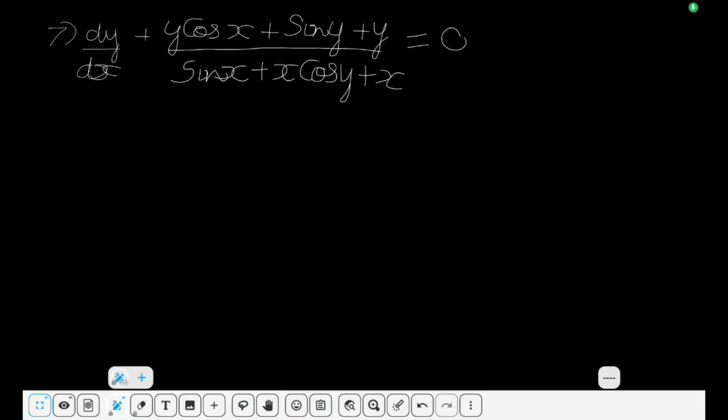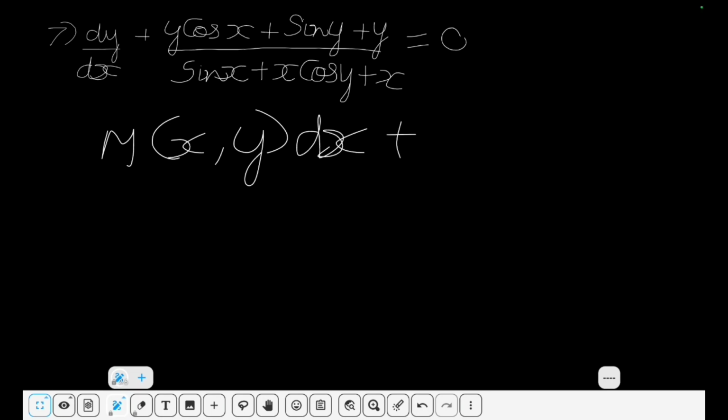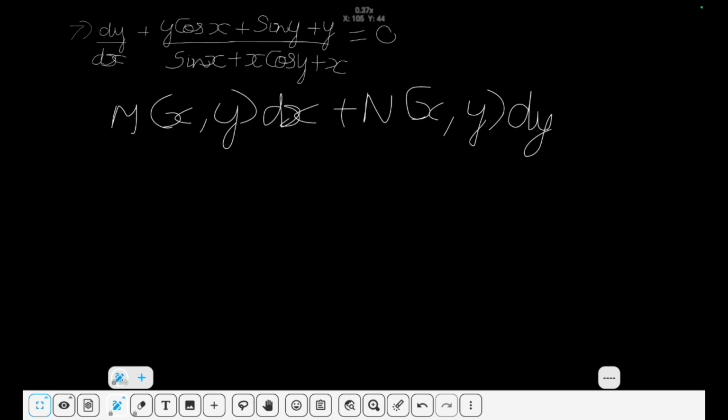Next question is dy by dx plus (y cos x plus sin y plus y) by (sin x plus x cos y plus x) equals 0. Now, this directly can't be said to be in the form of M of x comma y into dx plus N of x comma y into dy, right? So let us simplify this.